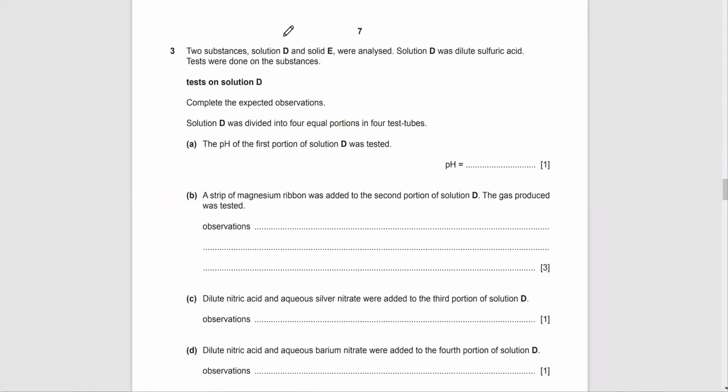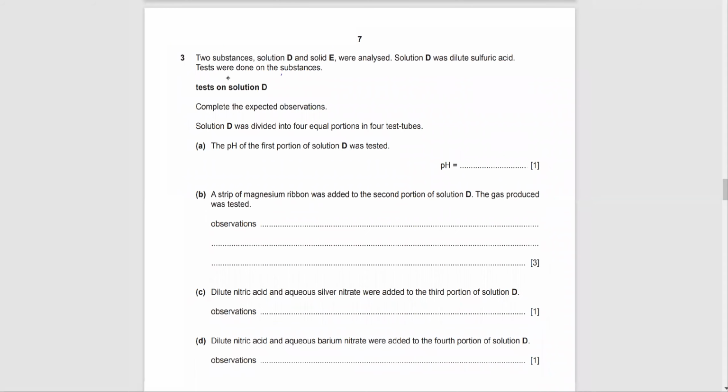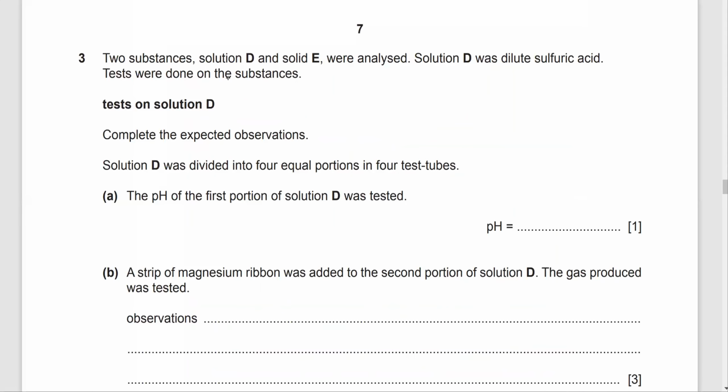Okay, next. Two substances, solution D and solid E, were analyzed. Solution D was dilute sulfuric acid. Tests were done on the substances. Test on solution D: we already know what the answer is. We know that it's sulfuric acid, H2SO4. Anyways, complete the expected observation. What's the pH of sulfuric acid? It would be low, like 1 or 2.